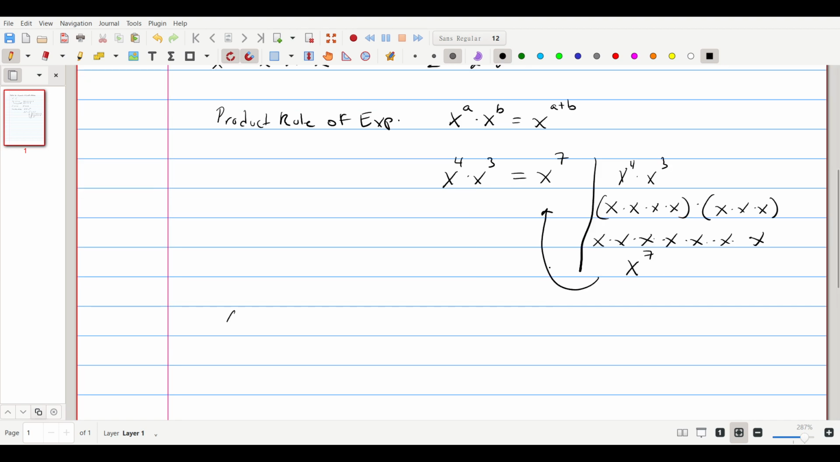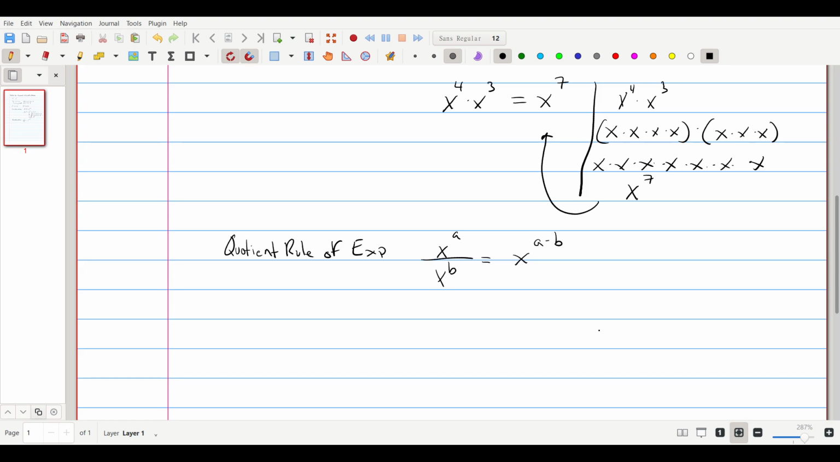Next we have the quotient rule of exponents, which quotient means fraction, so division. And this one is kind of like the cousin of the one above it. It's x to the a over x to the b is equal to x to the a minus b. And so if I had x to the fourth over x to the third, this rule tells me that the answer is x to the 4 minus 3, which gives me x to the first.